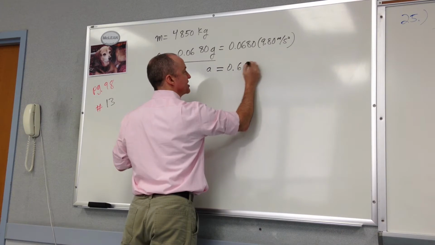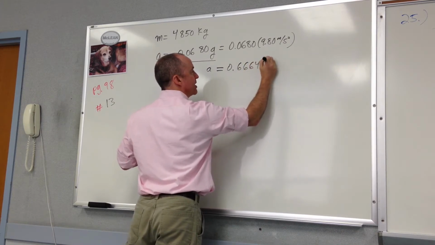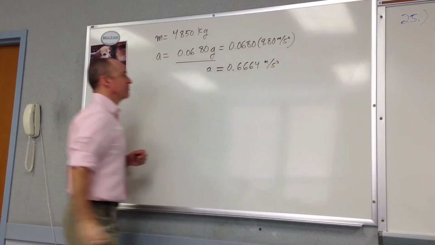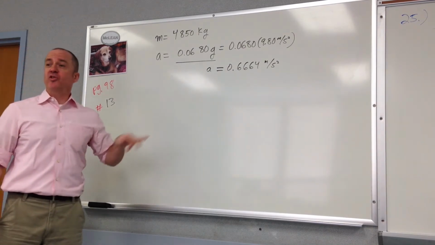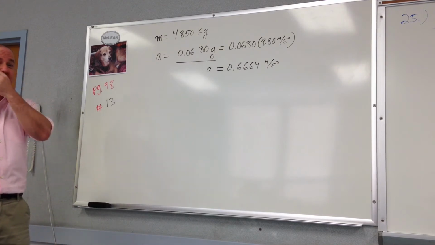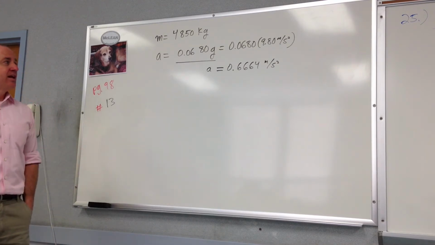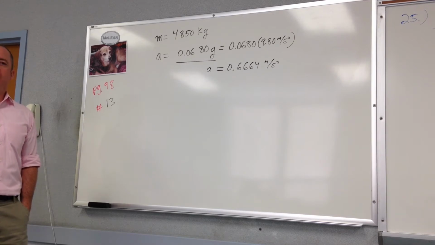0.6664. 0.6664 meters per second squared. Okay, here's the important question, which you have to think about first, and which the first time I looked at this problem, I completely failed to think about. If the elevator is just hanging there, doing nothing, how much force is on that cable?